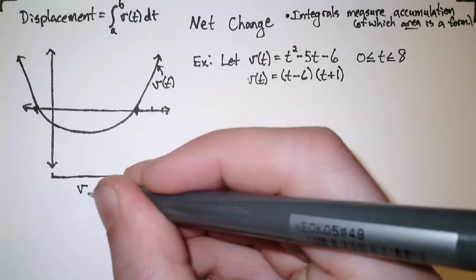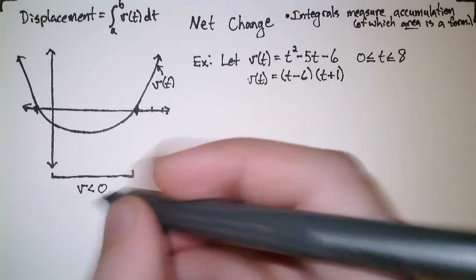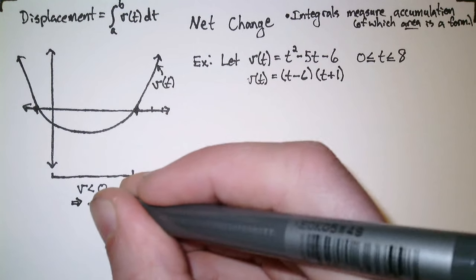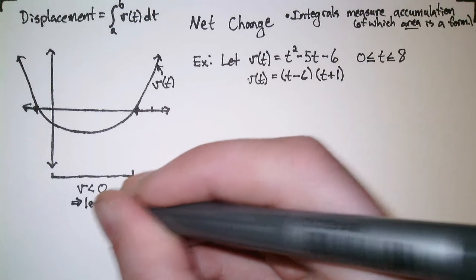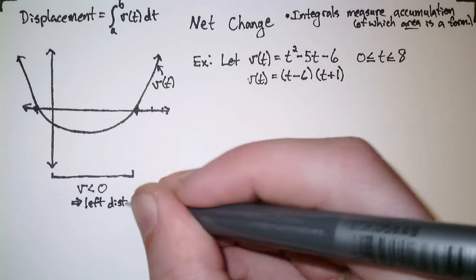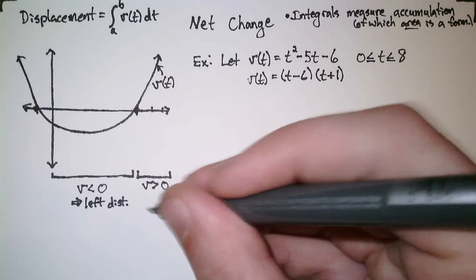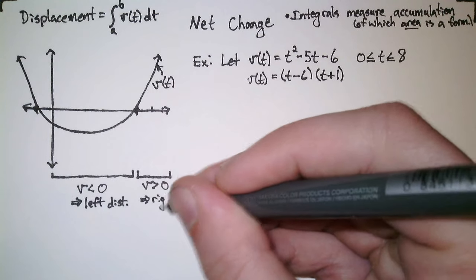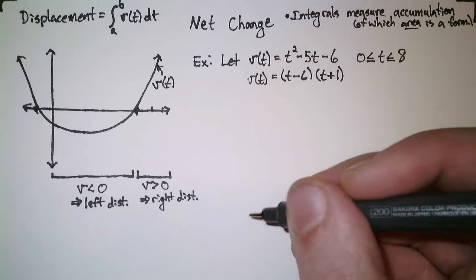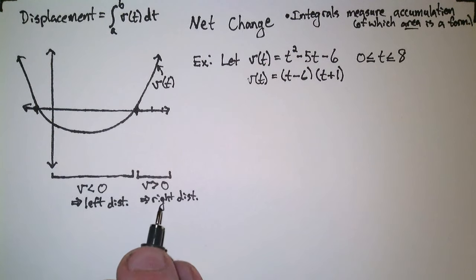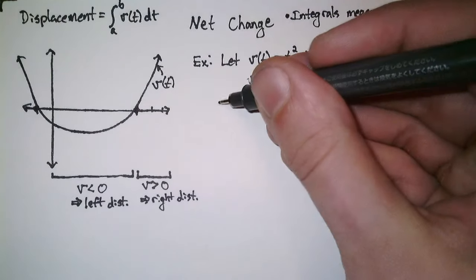During that interval from 0 to 6, the velocity is negative. Now, if this is a particle that's traveling on a straight line, the velocity being negative means that that particle during this time is moving towards the left. Now, for the velocity that's positive from 6 to 8, this implies that the particle is moving towards the right. This will be important when we get to the second part of this problem, which has to do with total distance.